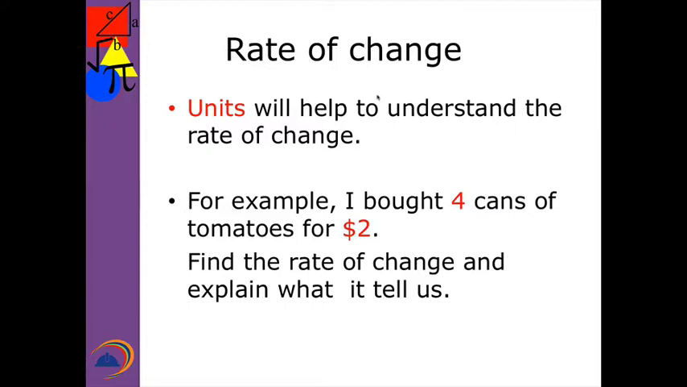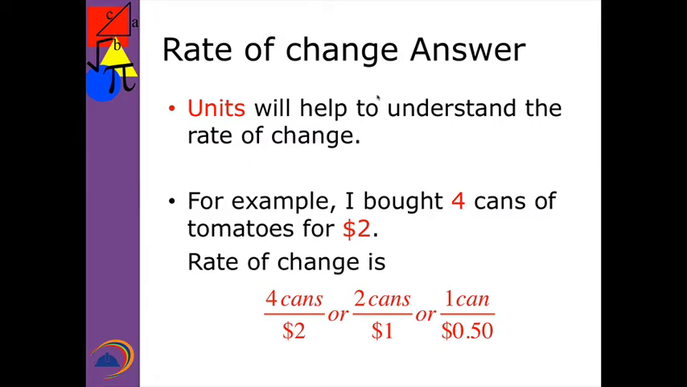In this case, it can be either way. So I picked by putting 4 cans over $2. Now you could leave it that way. You could simplify it to 2 cans over $1, or you could even simplify it to 1 can over 50 cents. Now if you switched it around, $2 per 4 cans, that would have been fine. There was no context for this as far as which one was the X and which one was the Y.